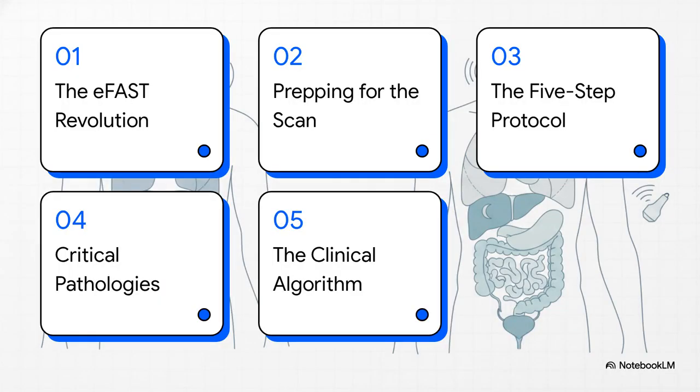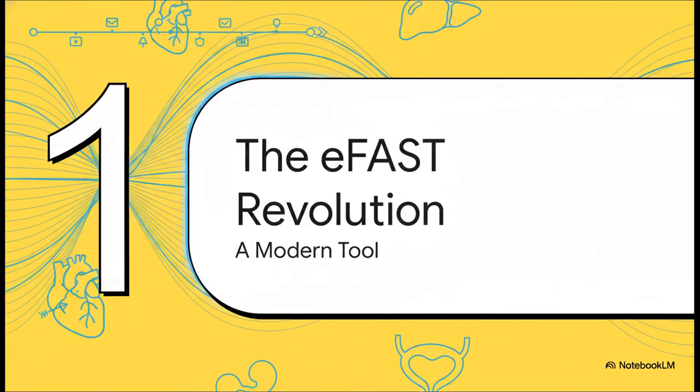So here is our roadmap for today. We'll start with 1, the eFAST revolution, then move to 2, prepping for the scan, 3, the 5-step protocol, 4, identifying critical pathologies, and finally 5, the clinical algorithm. All right, let's jump into section 1, the eFAST revolution.